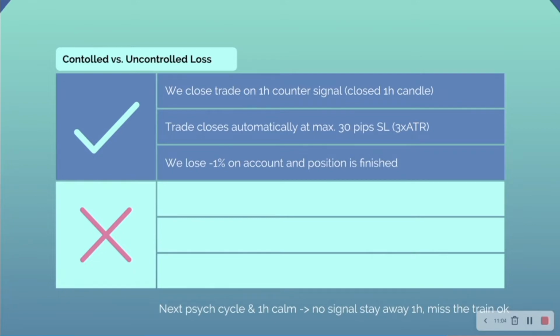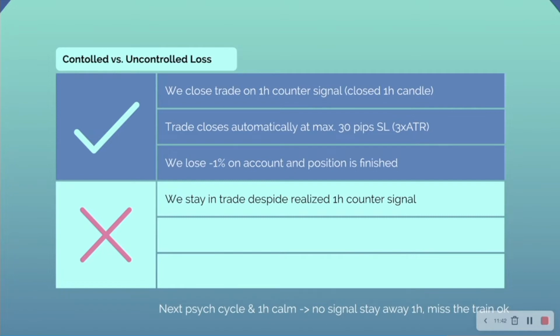All right, guys, so now let's compare this with uncontrolled losing. We stay in trade despite realized 1-hour counter signals. I don't know about your strategy, but any strategy basically has a point where you know, okay, the signal is bad now. If it's support and resistance, whatever it is, there is a point where you know the signal is bad now. And in case you are not stopped out at that point, because you still have room to the SL, you might as well close the trade there and save yourself some losing pips, right?